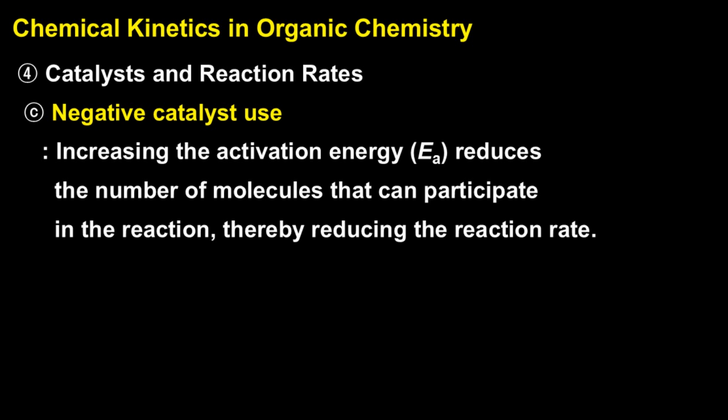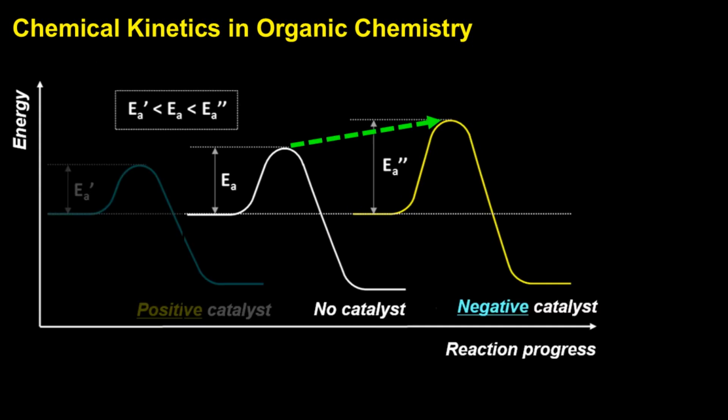A negative catalyst, also called an inhibitor, does the exact opposite of a catalyst. It raises the activation energy, which makes it harder for molecules to react. And when that happens, fewer collisions have enough energy to succeed, so the reaction slows down.